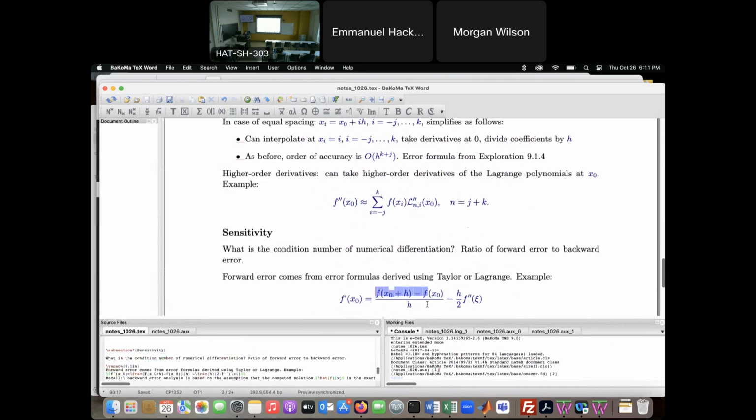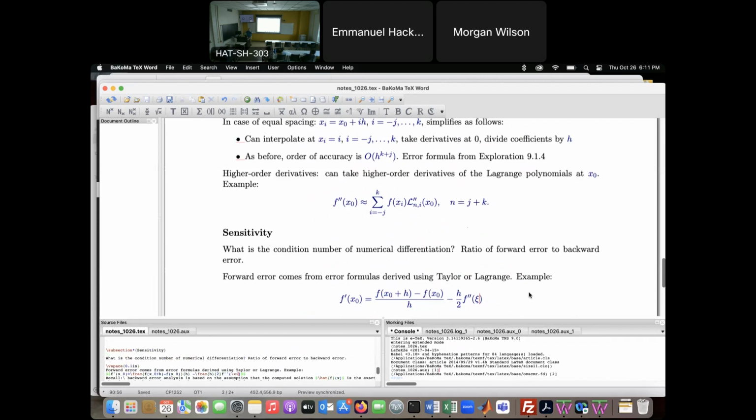Okay, so in this case, this is the forward difference. That's the error term that I showed you a little while ago. In this context, this term right here, minus h over 2 f double prime at squiggly, that's the forward error, because forward error is the error in what it is you're trying to compute, in this case, the derivative.